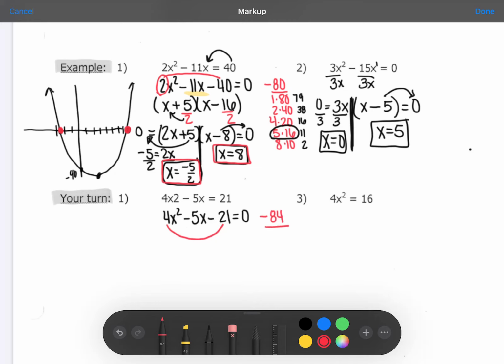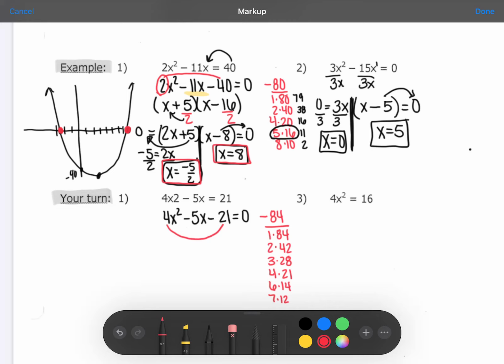Factors of 84 are 1 and 84. 84 can be broken up 2 times 42. 3 and 28. 4 and 21. 5 can't go. 6 and 14. And some of you guys probably already see the 5, and that's okay because I'm just practicing. 7 and 12 with my factors. And I believe that's all I got.